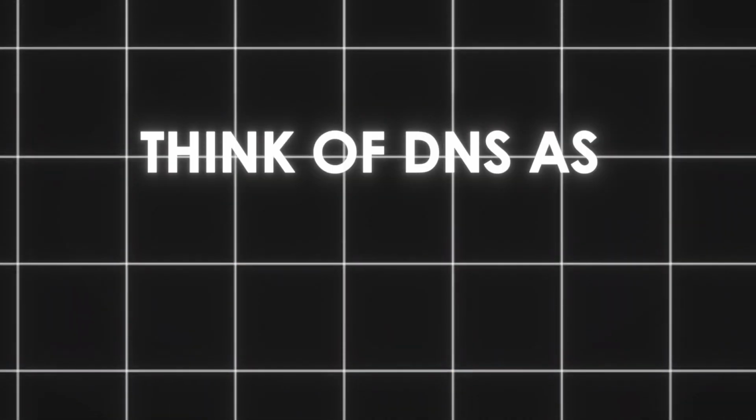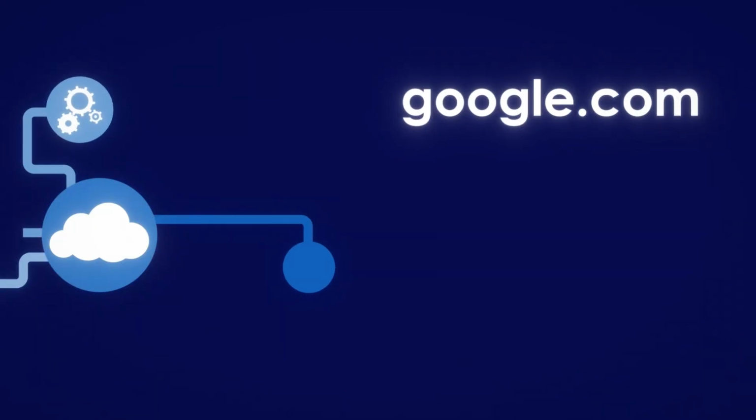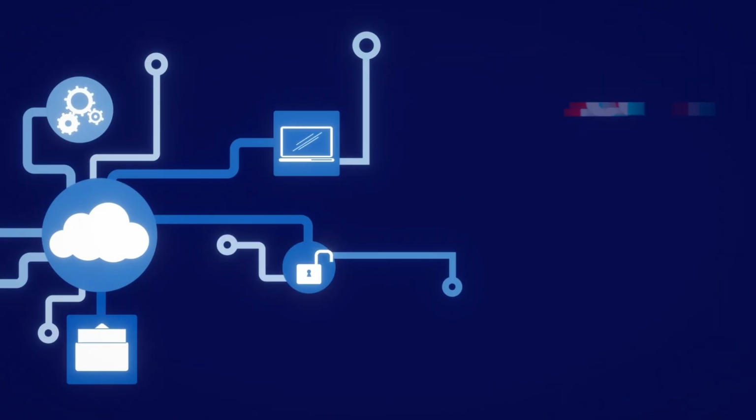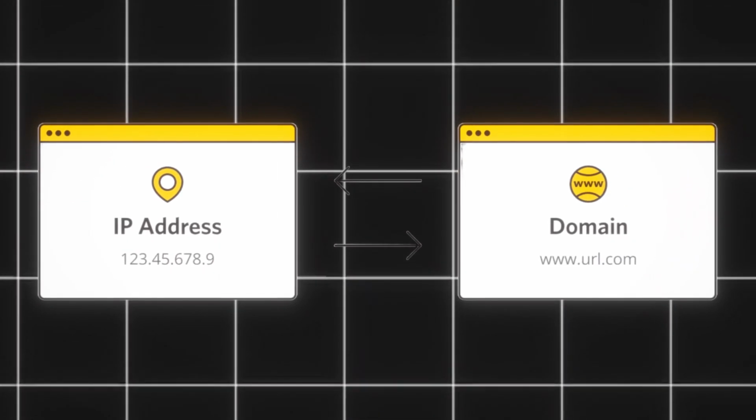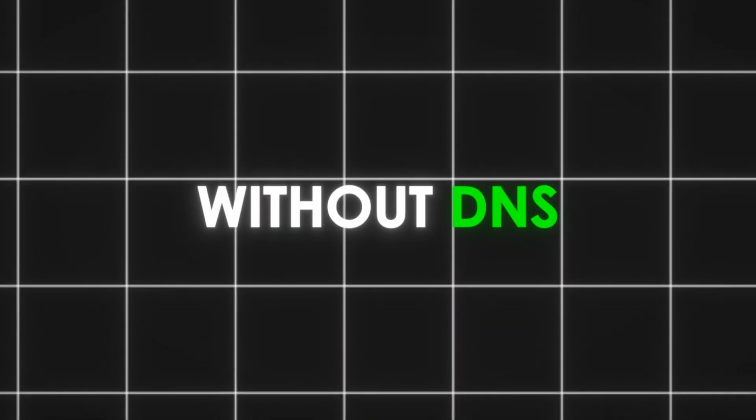DNS. Think of DNS as the internet's phone book. When you type google.com in your browser, DNS translates that domain into an IP address, which your computer uses to find the correct web server. Without DNS, you'd need to remember numbers for every website.